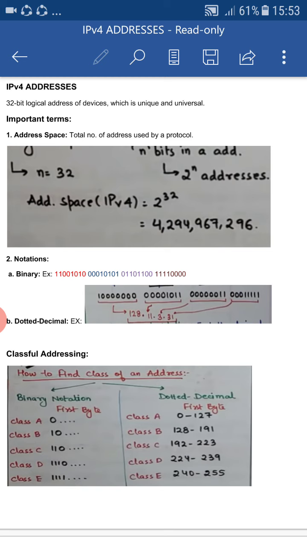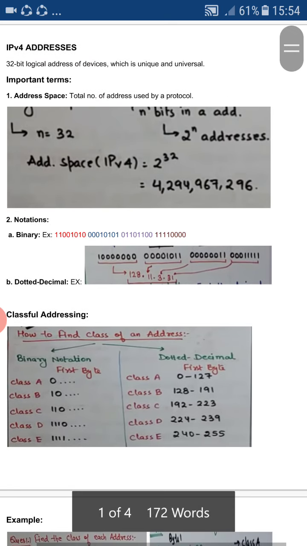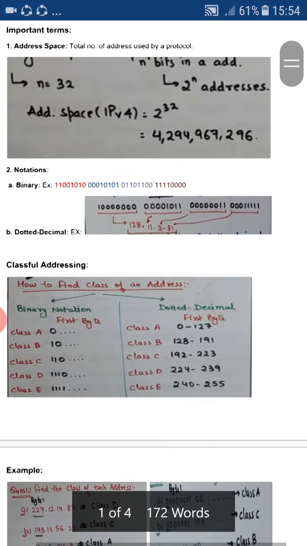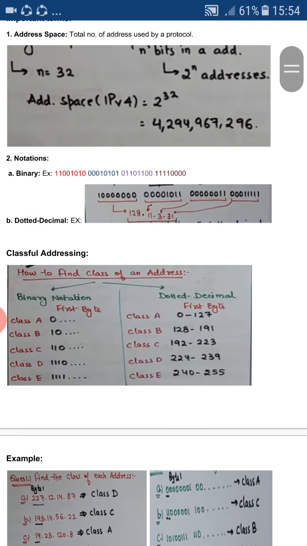An IPv4 address is made up of a 32-bit address, and this address is unique and universal. There are some terminologies to be studied in IPv4 addresses. We'll study the terminology. The first terminology is address space. The meaning of address space is nothing but the total number of addresses used by a protocol.